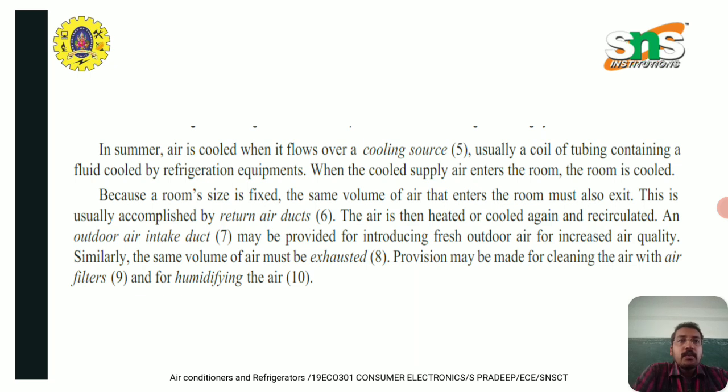In summer, air is cooled when it flows over a cooling source, usually a coil of tubing containing a fluid cooled by refrigeration equipment. When the cooled supply air enters the room, the room is cooled. Because a room size is fixed, the same volume of air that enters the room must also exit. This is usually accomplished by return air ducts. The air is then heated or cooled again and recirculated.